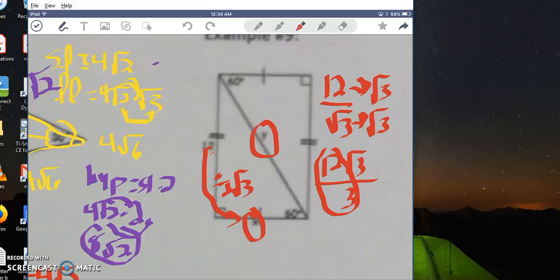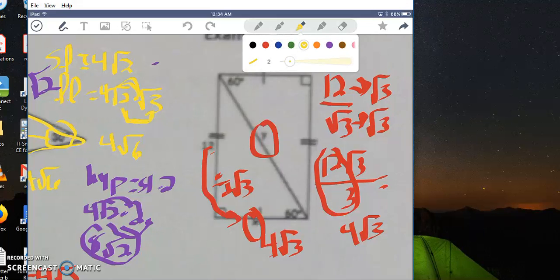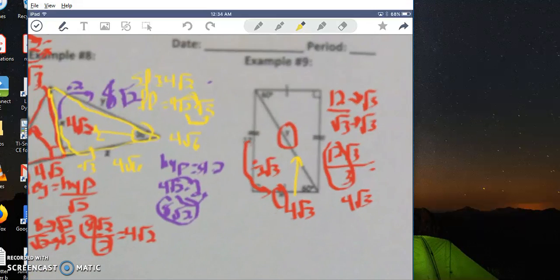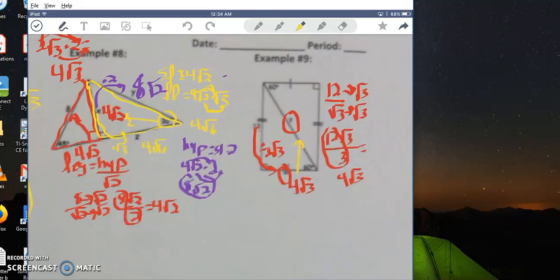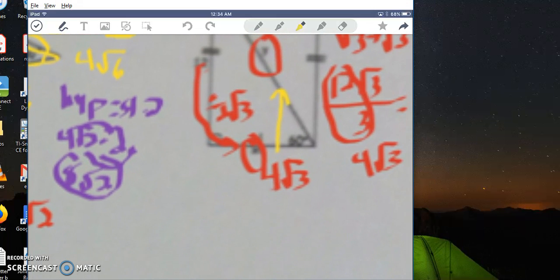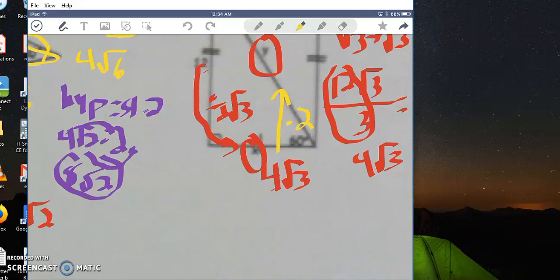Can these simplify? Yes, they can. So that's going to be 4 square root 3. Now we can find our hypotenuse by doing the short leg times 2. So we multiply by 2. So 4 radical 3 times 2.